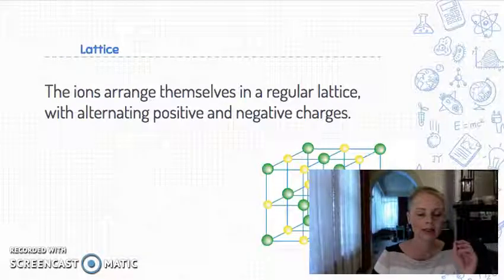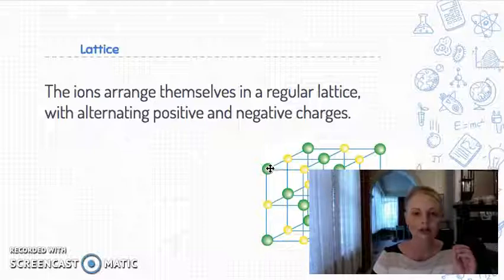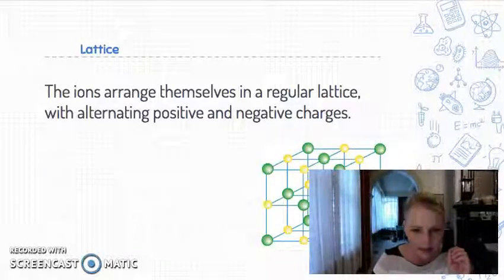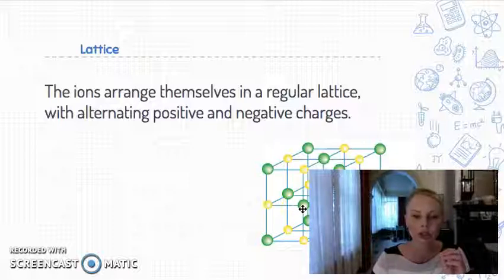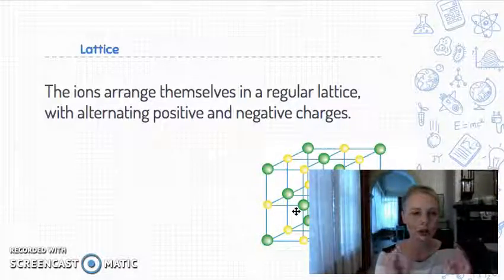We can see here on the next slide, we have a lattice structure where each positive ion is surrounded by negative ions. If I pick this one here, you can see it's surrounded by 6 of the oppositely charged ion. If we look at the green one, it's surrounded by 6 yellow ones. So we've got a lattice structure of alternating positive and negative charges.